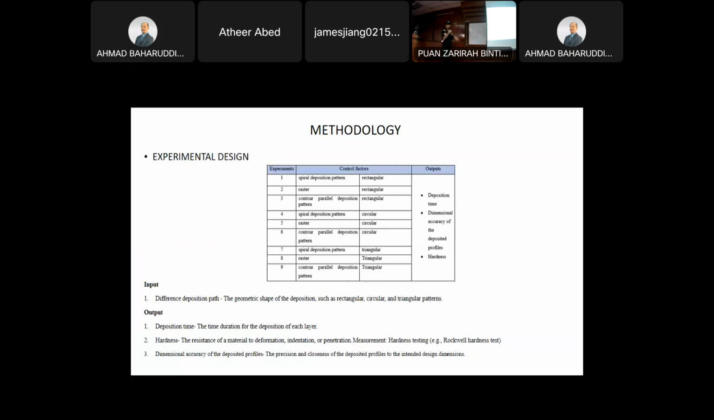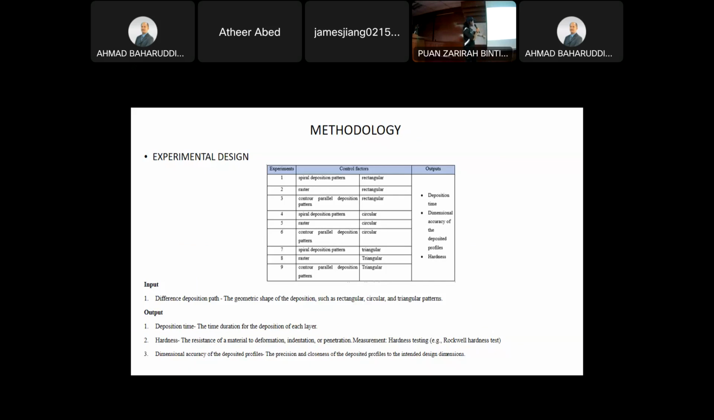So this one is my experimental design. I have come out with 9 experiments, 9 shapes, and also 9 different deposition patterns. For the output, I want to find the deposition time, dimensional accuracy, and also the hardness test. So this one is just the output.